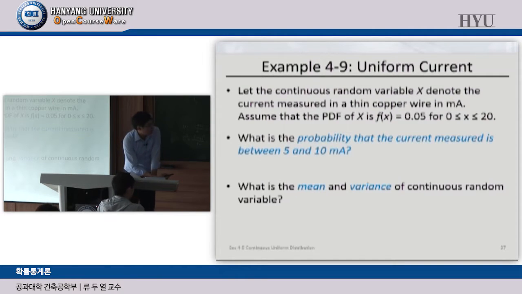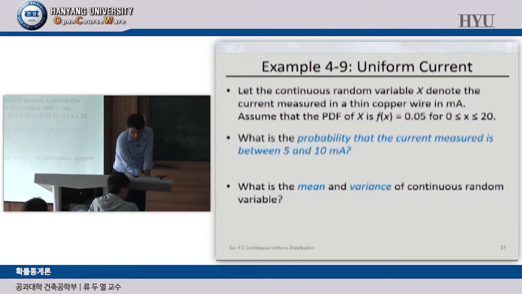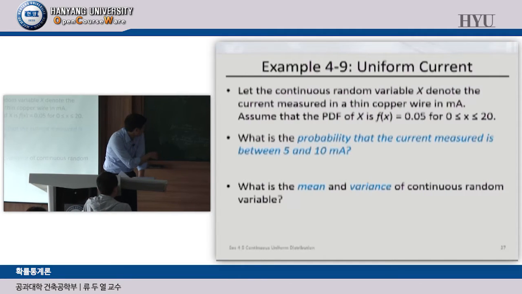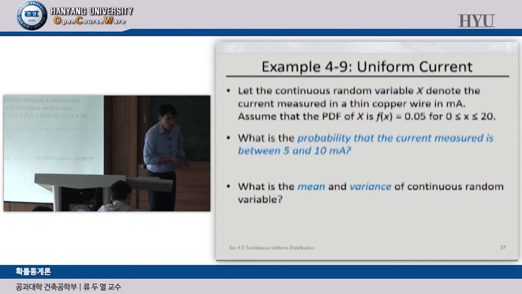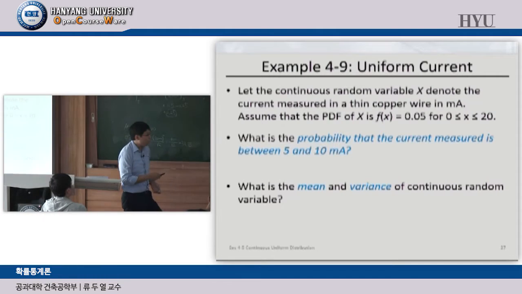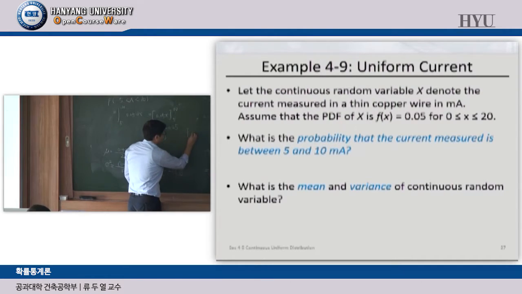So, do you remember the example 4-6? There was the calculation of the mean and variance for the same case, okay, in the previous slide. And we obtained the same mean and variance, even though we used different equations. So, for the case of the continuous uniform random variable, we can simply use these two equations to calculate the mean and variance. Okay?